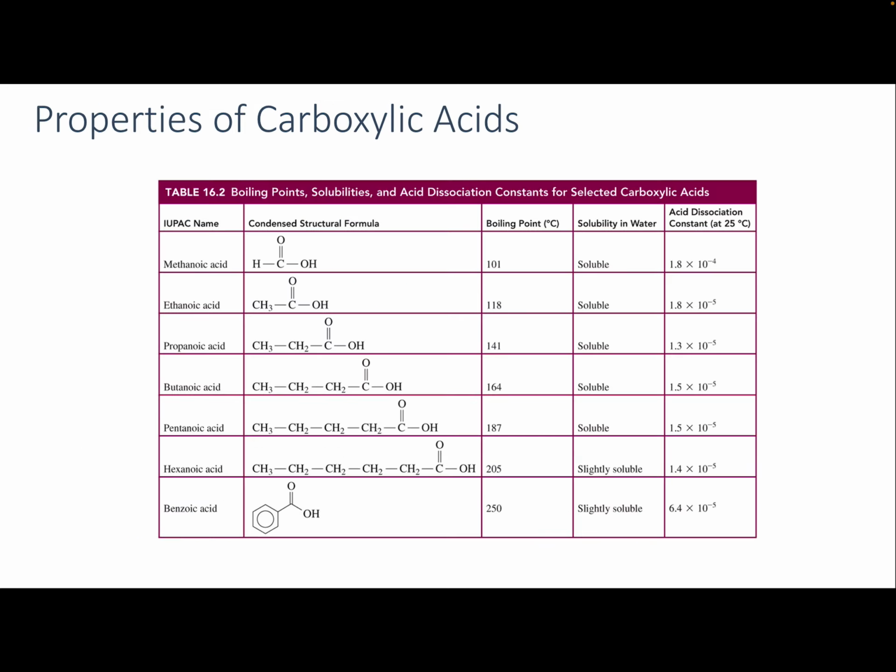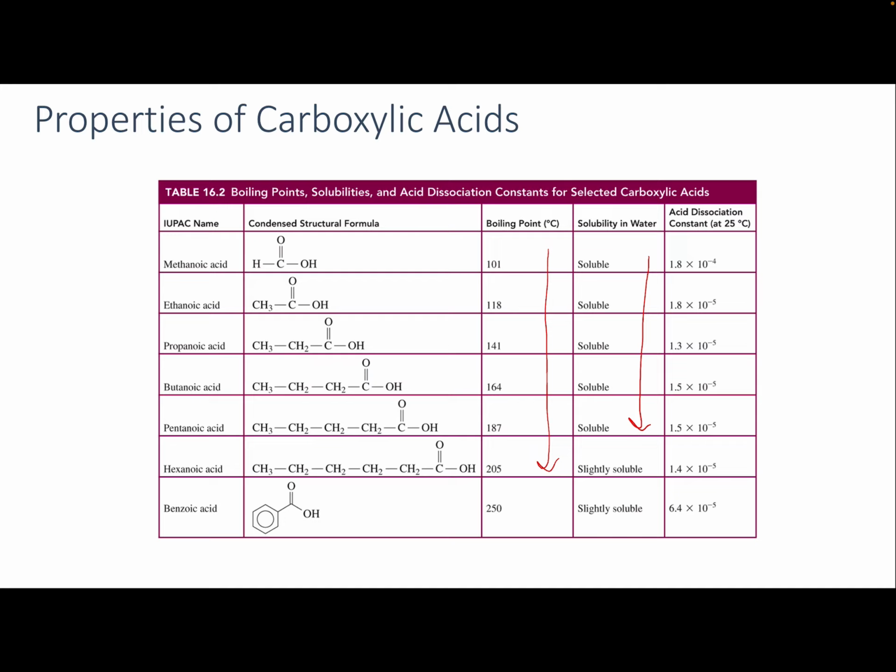Okay, some more examples. So methanoic acid, ethanoic acid. Here you can see some properties of just some carboxylic acids as they get longer, sort of a summarizing table. Boiling points go up as the chains get longer. Solubility goes down as the chains go longer, and then their strength as an acid. You can see here as they get bigger, their acid strength actually goes down.